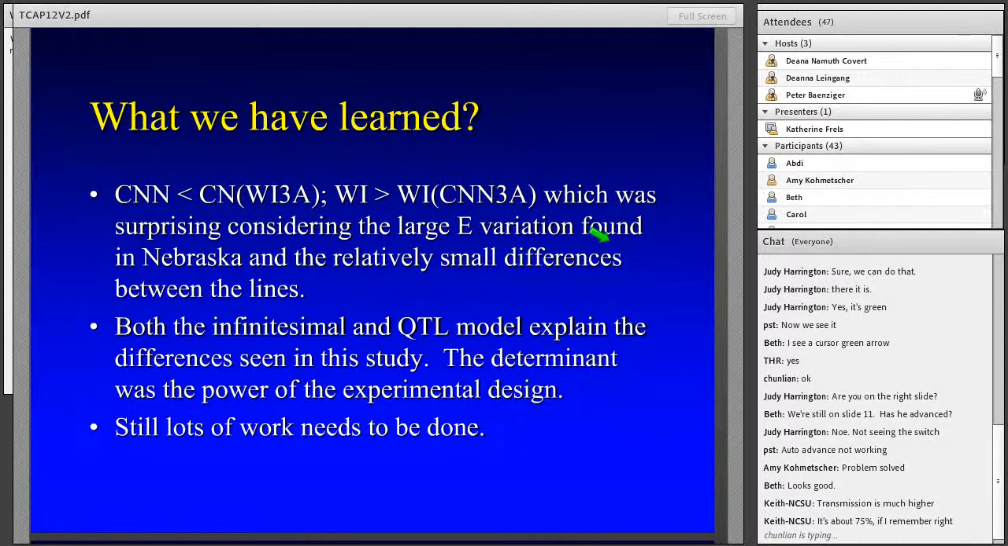We know that Cheyenne was always less than the Cheyenne-Wichita 3A. We know that Wichita was always greater than the substitution line involving Cheyenne 3A in Wichita. And that still is surprising to us. We've done that comparison probably in over 50 environments over the years, and we can still find it. The infinitesimal model and the QTL model probably explain differences in this study, and the determinant was the power of the experimental design. And frankly, there's still lots of work to be done.